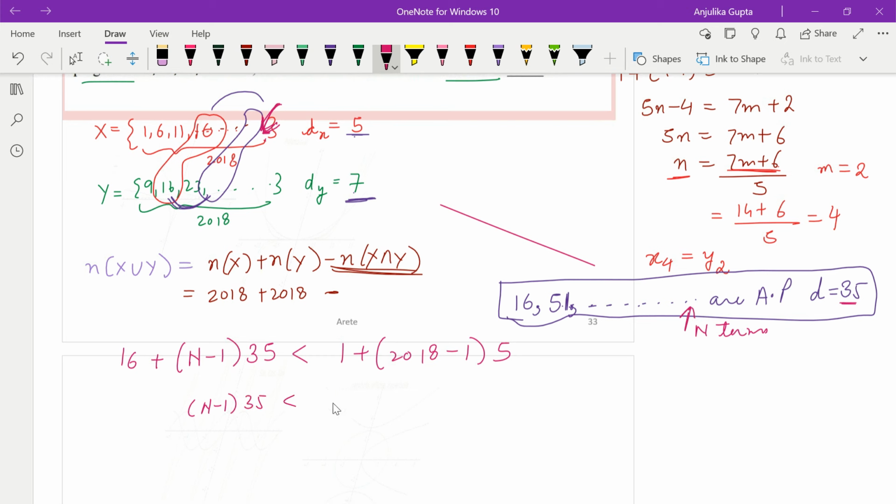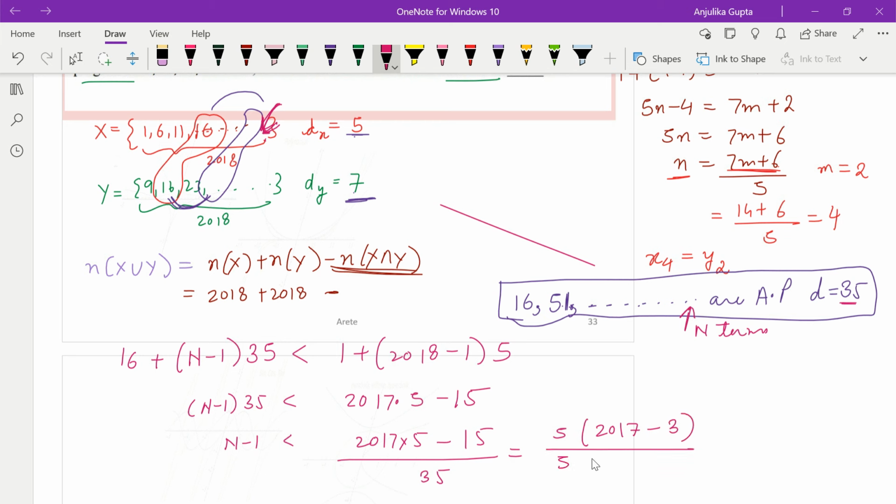Let's see what we get here. So I will bring 16 that side, and 2017 times 5. 1 minus 16 is again minus 15. Now I divide by 35 on both sides, so I get 2017 times 5 upon 35. Let's make it simple. The 5s I can cancel up and down. I can take 5 common here, minus 15 gives 3, and this is 5 into 7. So this gets cancelled, and you end up getting a very easy 2014 over 7.